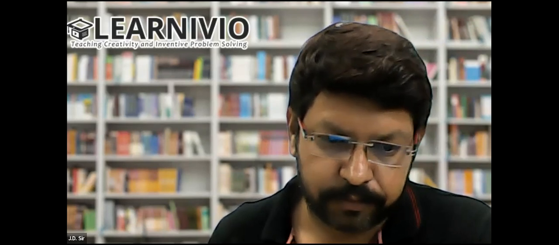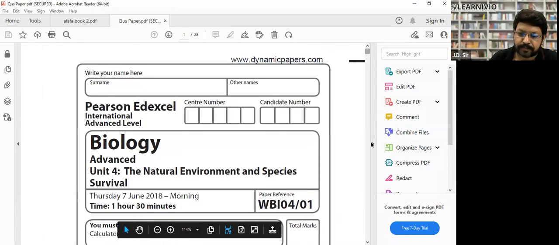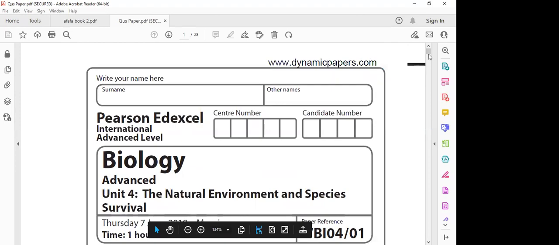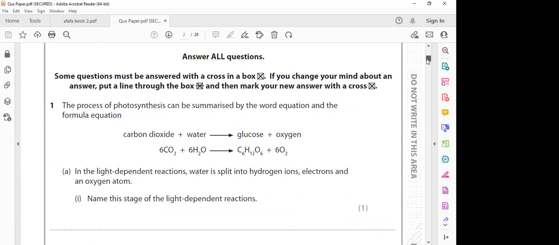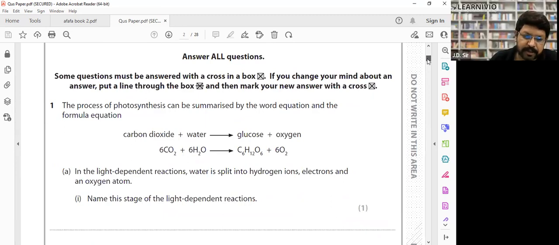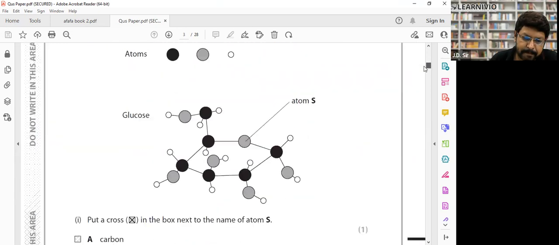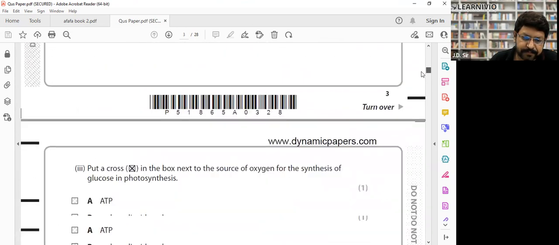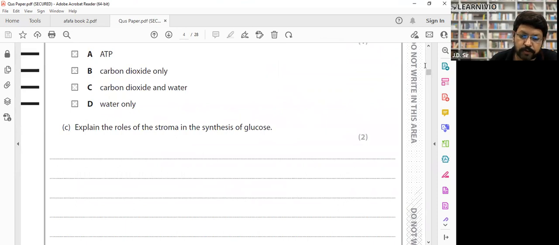Look, let me open your question paper in front of you. This is the question paper which you sent me. Simple reaction based questions, straight questions. Diagram based question. Simple straight question: explain the role of stroma.